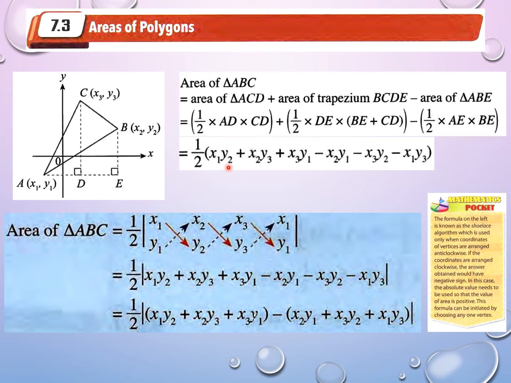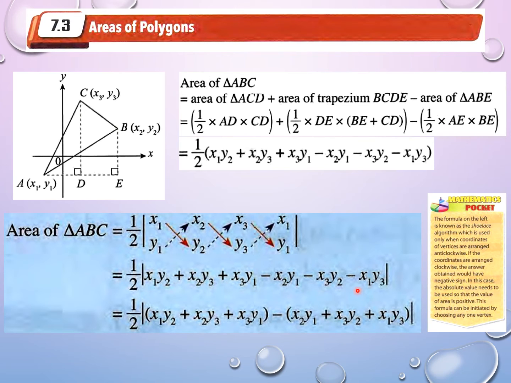x1 multiplied by y2, x2 multiplied by y3, x3 multiplied by y1. So this is the one. Then I minus, minus, minus, minus, so that means this one is going up. So by using this algorithm, it actually tells me how to get the area of a polygon using its coordinates.